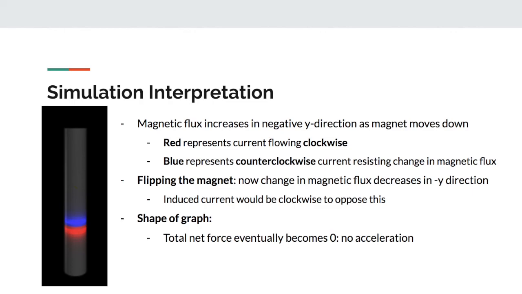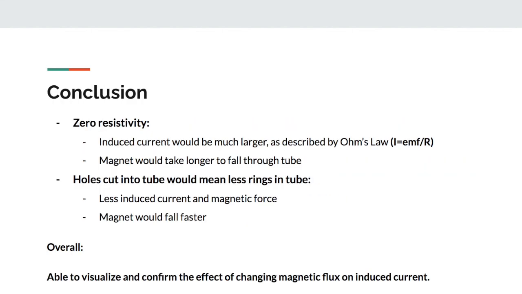The shape of the graph tells us that the total net force eventually becomes zero because there is eventually no acceleration. In conclusion, if there is almost zero resistivity, the induced current would be much larger, as described by Ohm's law. Therefore, the magnet would take longer to fall through the tube. If there were holes cut into the tube, there would be less rings in the tube. This less induced current and magnetic force would make the magnet fall faster.